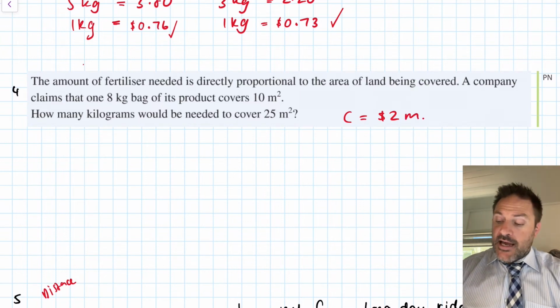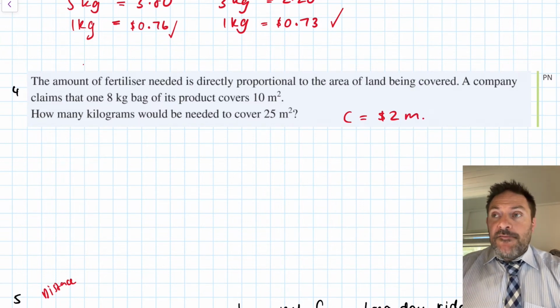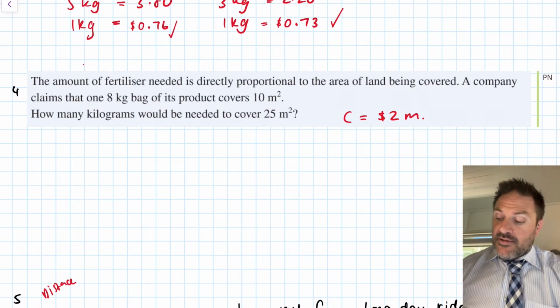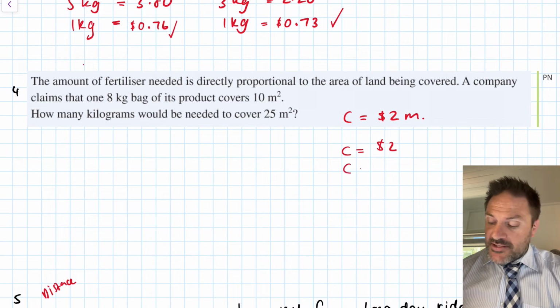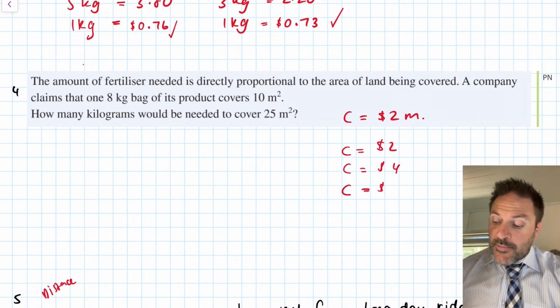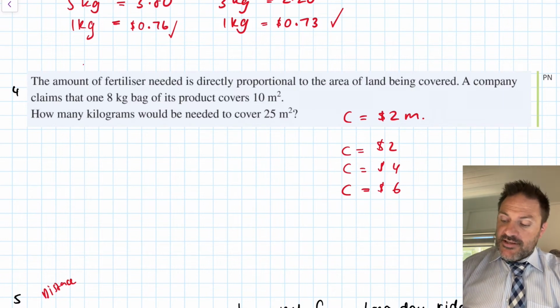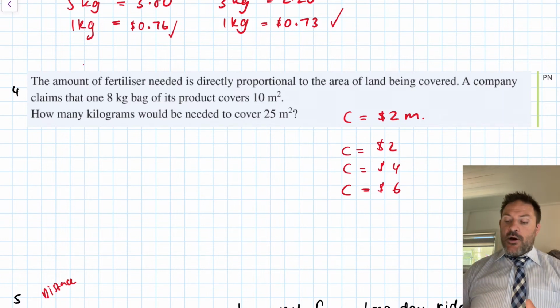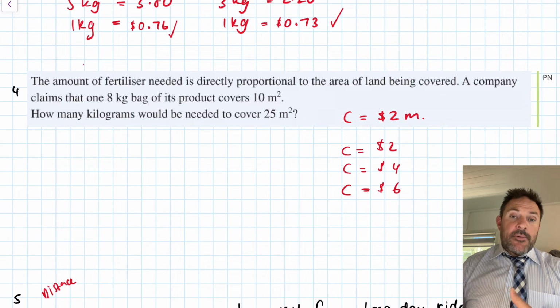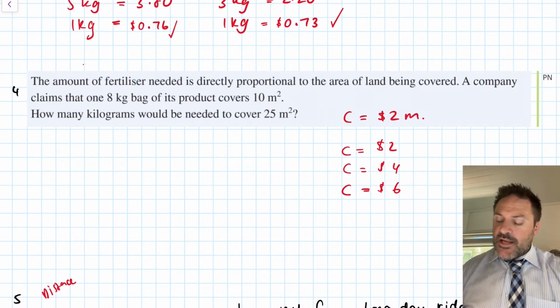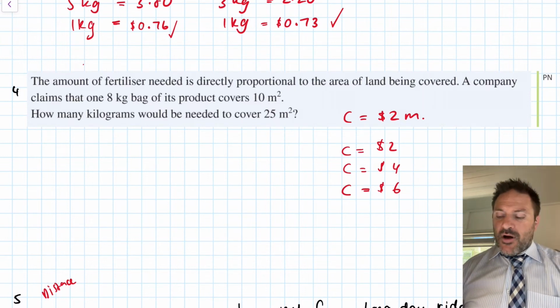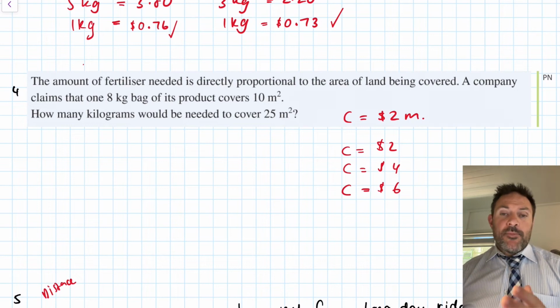So, for example, if we say it's 1 minute, the cost would be $2. For 2 minutes, the cost would be, well, 2 times 2 is 4. For 3 minutes, the cost will be $6. Okay, and you can see how this is going. They're all being times by the same number. It's being times by 2.